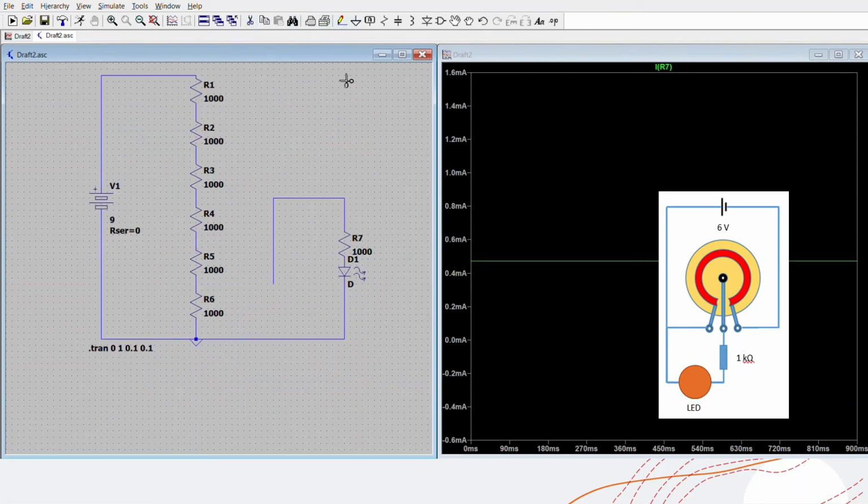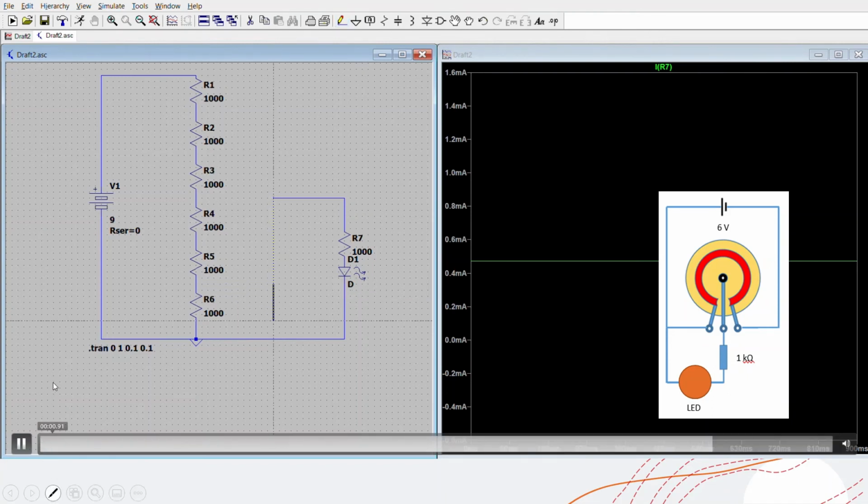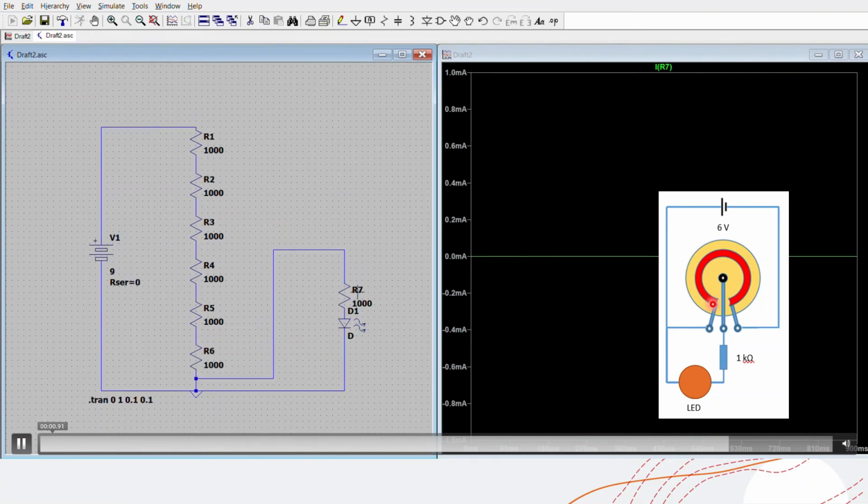Okay, now let's adjust our wiper to here at terminal 1. Looking at our meter, we have 0 amp. So at this point, the LED becomes dimmer up to a point that it's no longer lighting up. So the LED is not lighting up anymore. So what happened here?